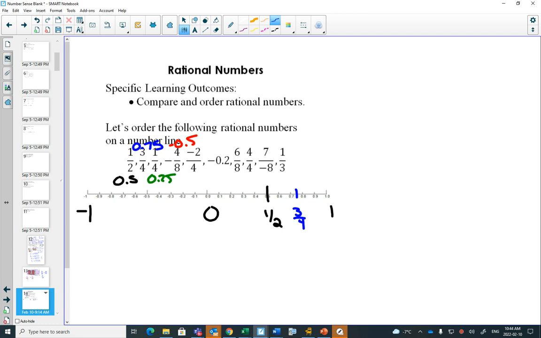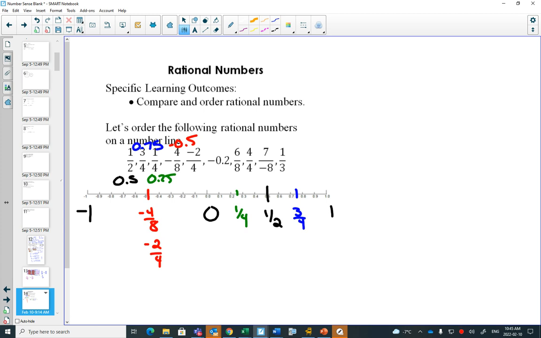1/4, 0.25, same thing. Would be between 0.2 and 0.3. -4/8 is -1/2. Ooh, -4/8 is -1/2. I'm going to put at that same spot in the same color -2/4, because that's also -1/2.